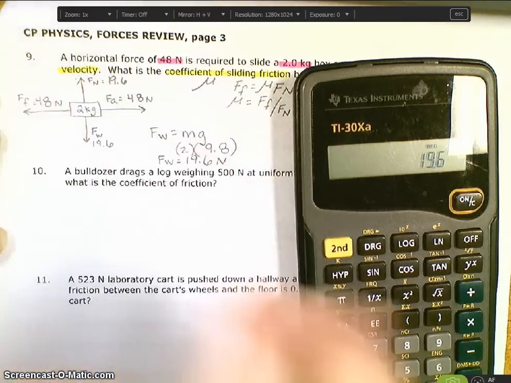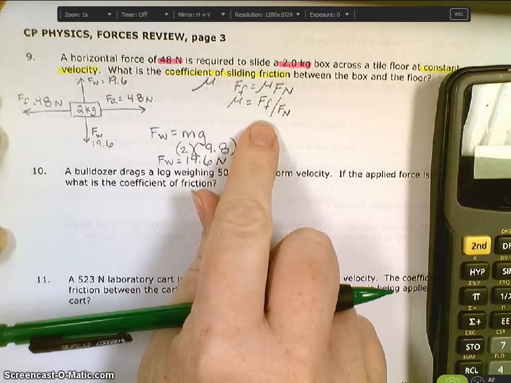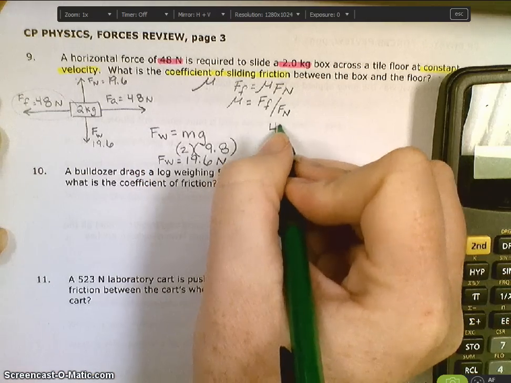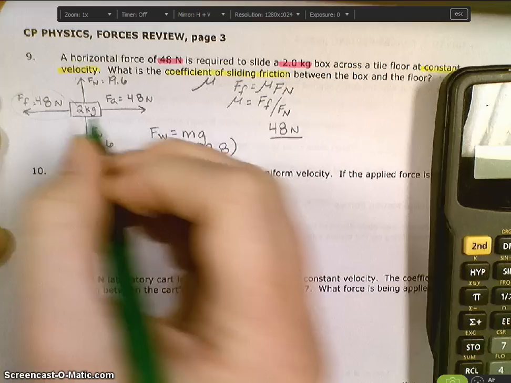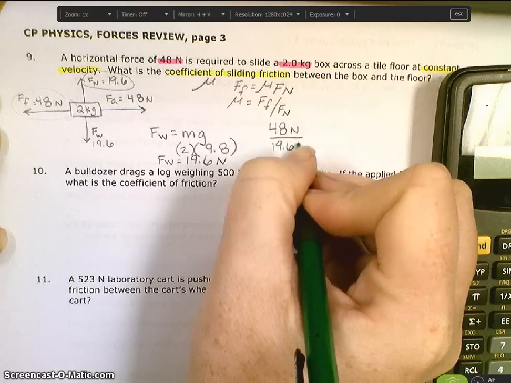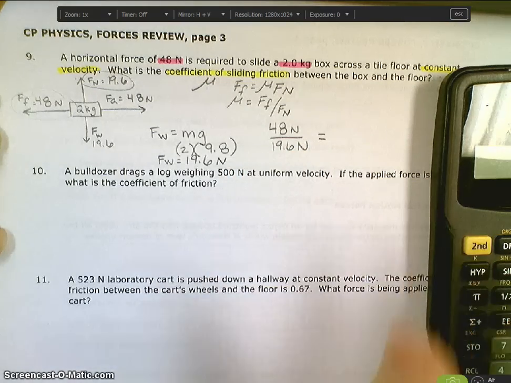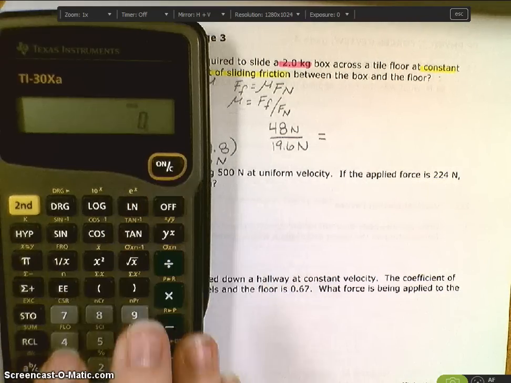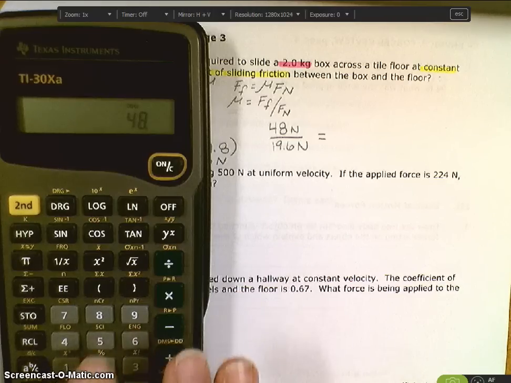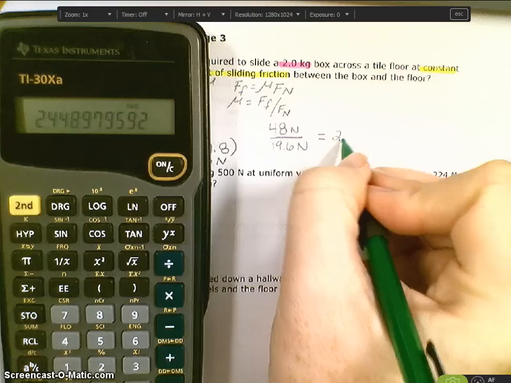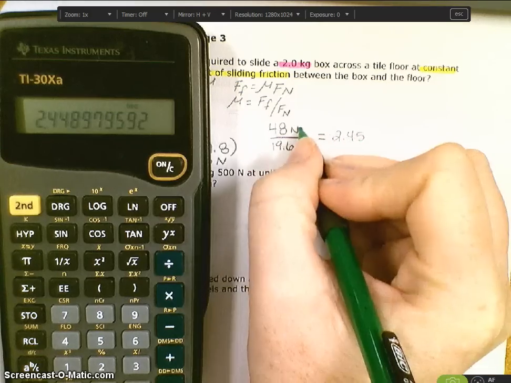Labeling my arrows helps me to see that I have forces. So my force of friction, 48 newtons, I divide that by my normal force, 19.6 newtons. And that is going to give me my coefficient of friction. 48 divided by 19.6. My answer is 2.45. I do not have a unit.